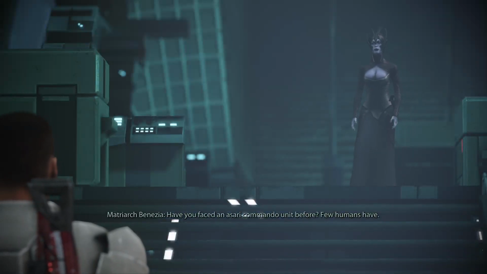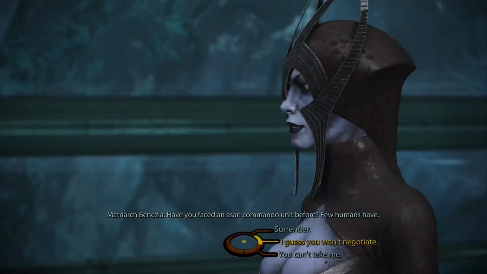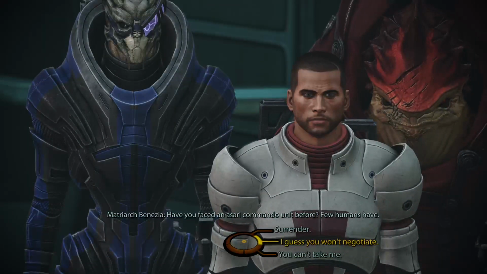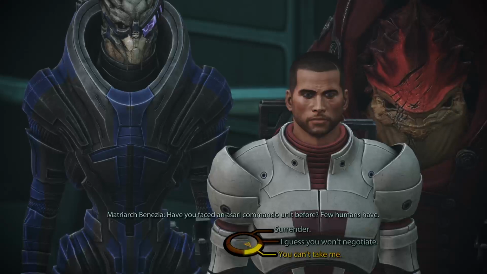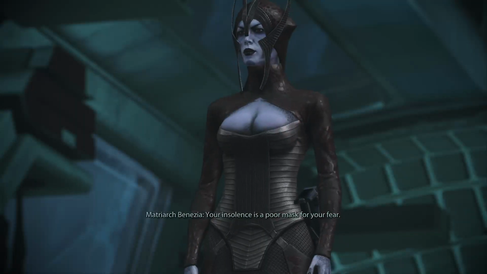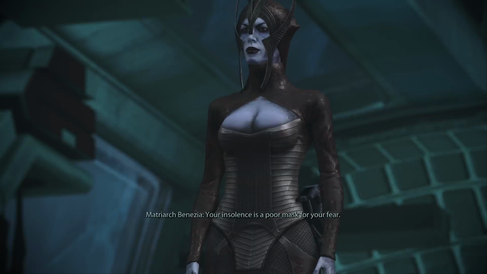Have you faced an Asari commando unit before? Few humans have. You won't look so smug with a hole in your head. Your insolence is a poor mask for your fear.